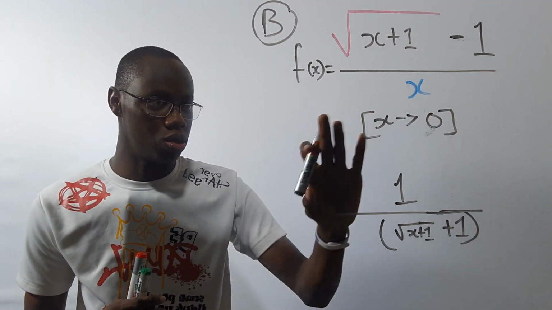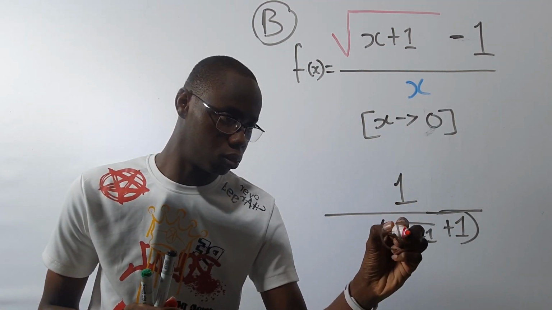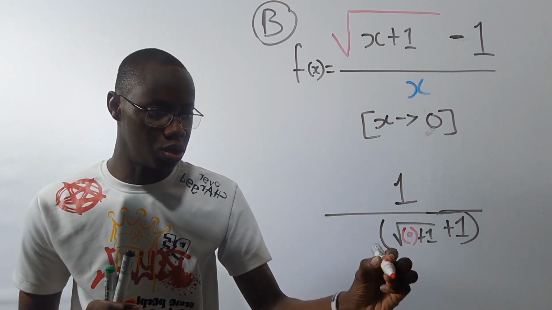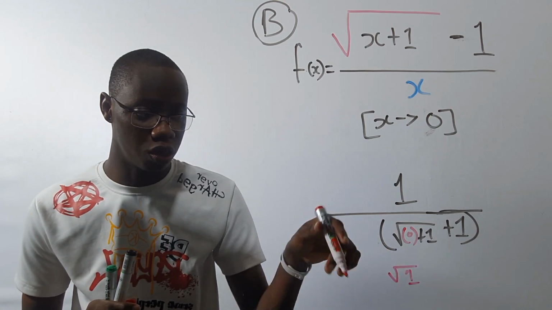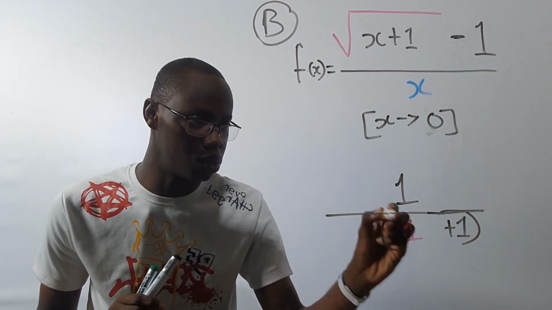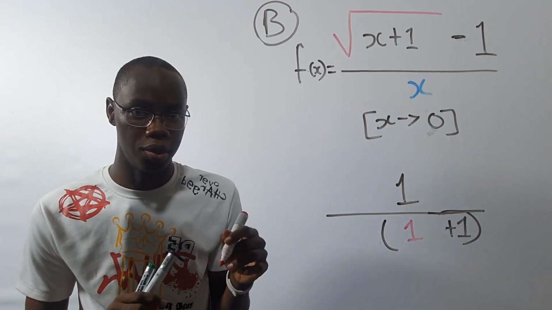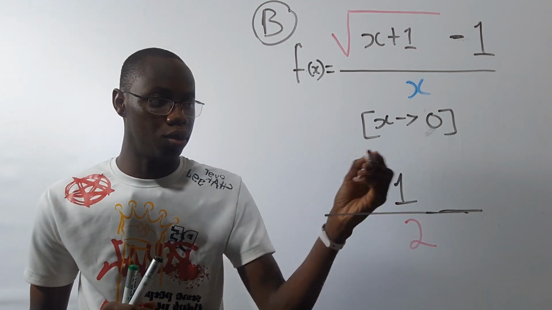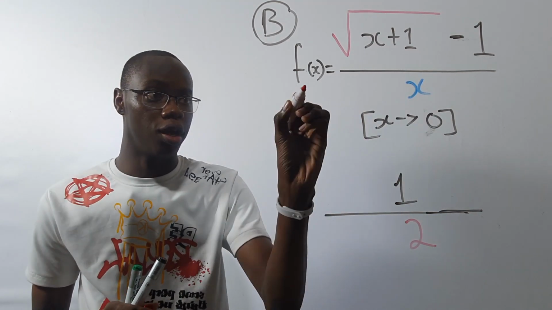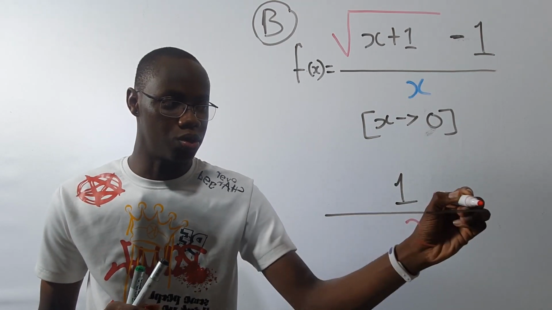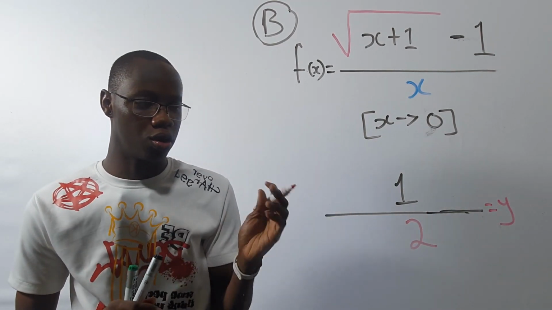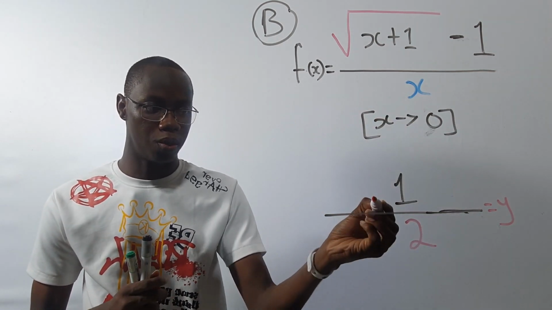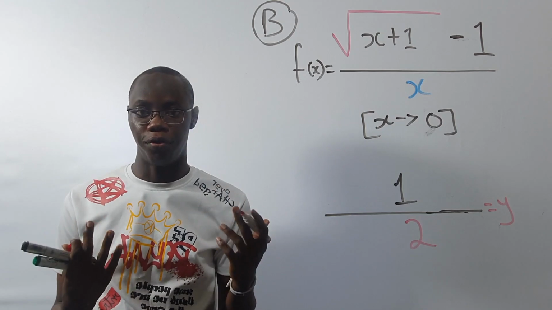Now all we need to do is directly substitute. If you put 0 inside here, this becomes the square root of 1, and the square root of 1 is still 1, and 1 plus 1 is 2. So the answer we're looking for, as x tends towards 0, f of x is equal to 1 over 2. That is the value of y. Very correct. As x tends towards 0, the value of y is a half, 0.5.